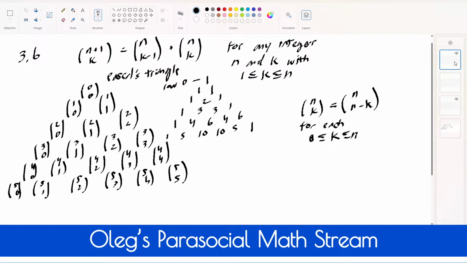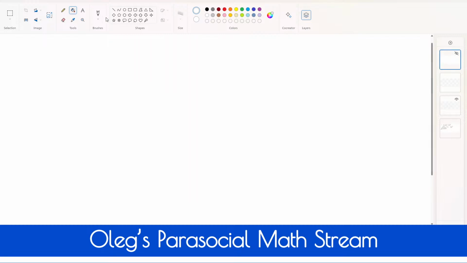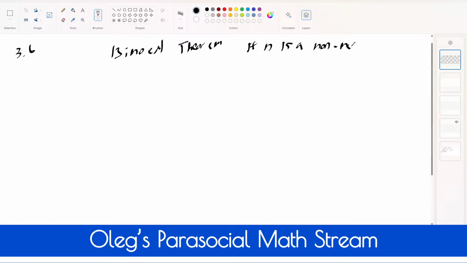Okay, here we go. So we are at 3.6. Basically, the binomial theorem: if n is a non-negative integer, in the integer set, then we're going to say (x plus y) to the nth power. We want to know what the nth power is.